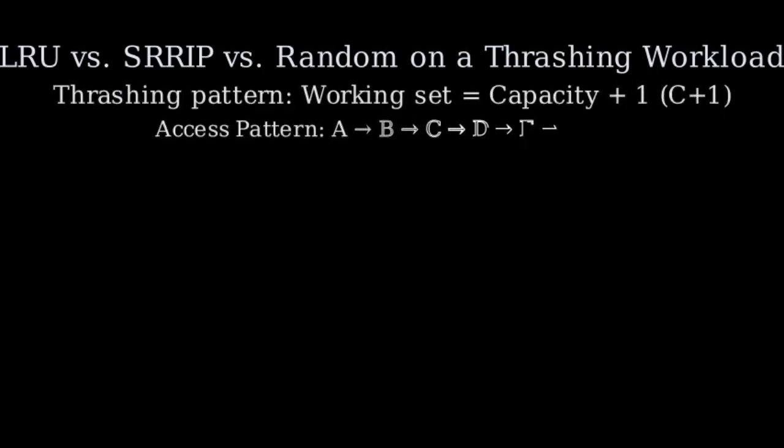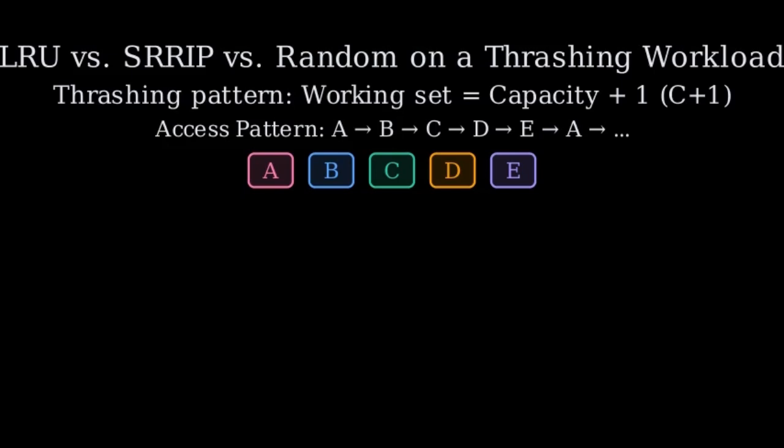To build intuition, we will use a concrete example with capacity 4 and 5 items labeled A through E, accessed in a repeating round-robin sequence: A, B, C, D, E, then back to A, and so on. This pattern is the classic worst case for least recently used: one more distinct block than the cache can hold.